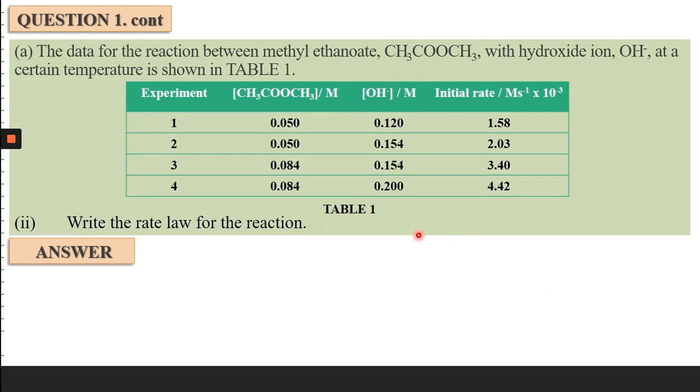Next, question A2. Write the rate law for the reaction. Because we have found the order of reaction with respect to methyl ethanoate and hydroxide ion, we can substitute the values into the general rate law. So the rate law is now rate equals k, concentration of methyl ethanoate to the power of 1, and concentration of OH minus to the power of 1. And this is the mark for question 1A2.